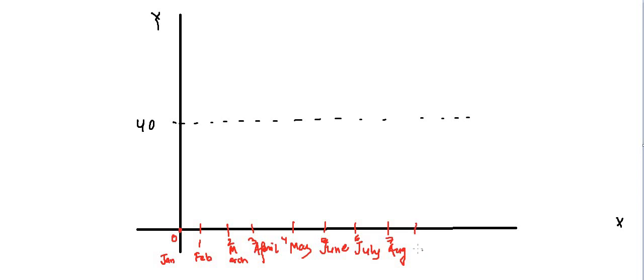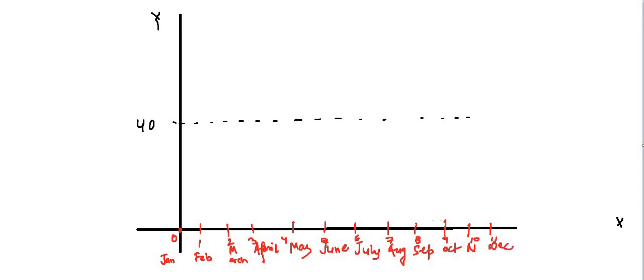We have temperature 40, and this 0 denotes January, this is 1, this is Jan, Feb, March, April, this is 2, 3, May, 4, June, 5, July, 6, August, 7, Sept, 8, then October we have 9, November we have 10, and December we have 11.